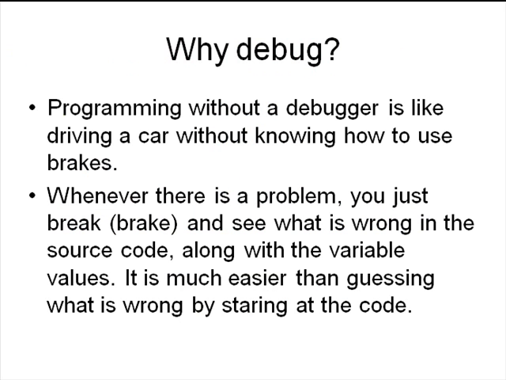So let's start. Programming without a debugger is like driving a car without knowing how to use the brakes. Whenever there is a problem, you just brake. That means stop and see what's wrong with the source code. You can actually see the variable values. It's much easier than guessing what is wrong by staring at the whole source code printout. So that's debugging. It also allows you to look at somebody else's code and stop and see what they are trying to do, without actually having to know everything else in their code. And that's the way it works in the industry. So debugging is an essential part of coding, and languages without a debugger are basically toy languages.